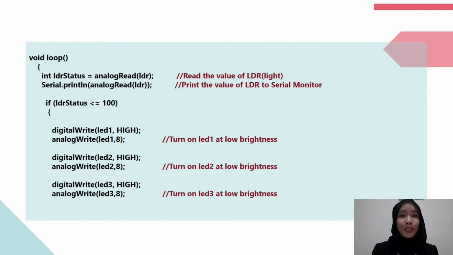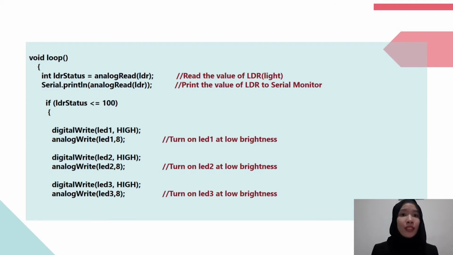For the void loop, we start with defining the integer LDRStatus to read the value of the LDR using the code analogRead(LDR), and then we use Serial.println to print the value to the serial monitor. This is to monitor the output data.